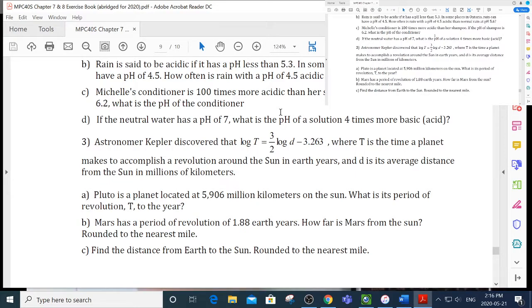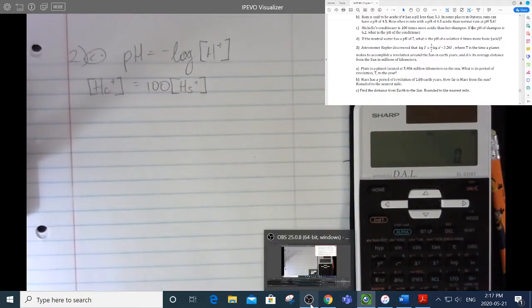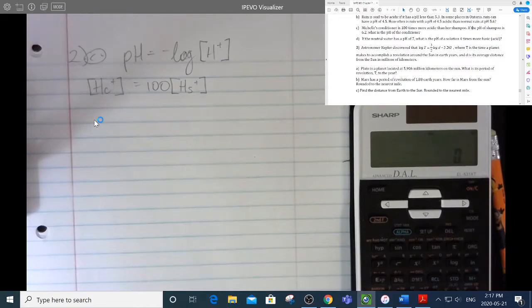Okay, so for number 2C, I am going to say that the pH is equal to, again, the negative log of the hydrogen ion concentration. And the hydrogen ion concentration for the conditioner, put a little C for conditioner, is equal to 100 times the hydrogen ion concentration for the shampoo. I'll put a little S for shampoo. Okay, so still with me here? Let me just make sure everything's still lined up. Beautiful.